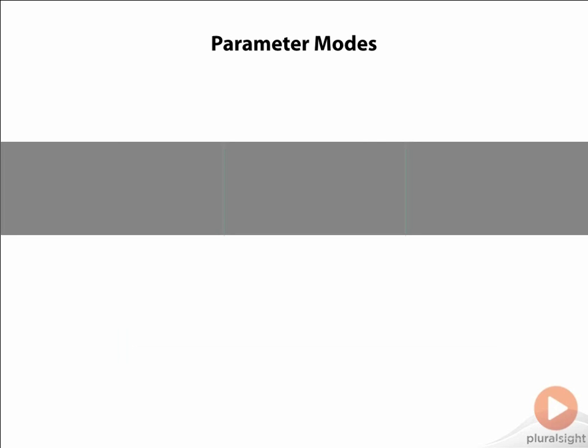Parameters can be passed in several modes. The in mode allows us to pass input to procedures or functions. The out mode allows the procedures or functions to return something back to the calling client. And the in-out mode facilitates both passing in information and getting something back.